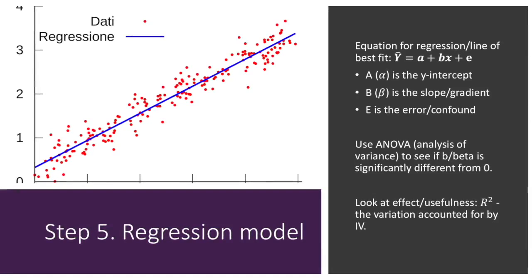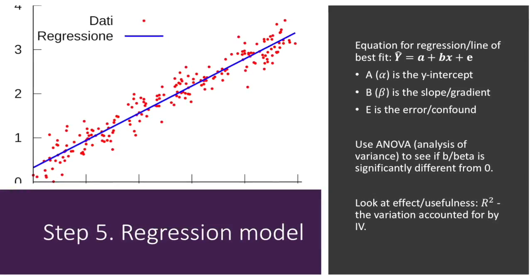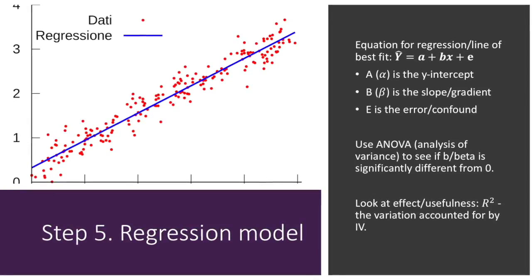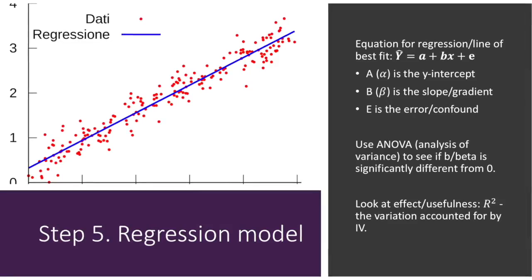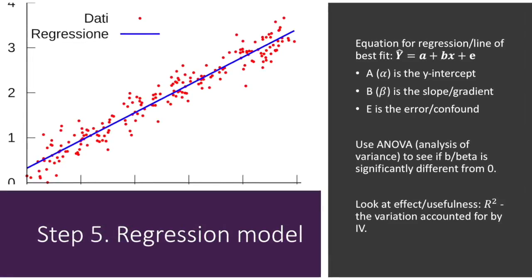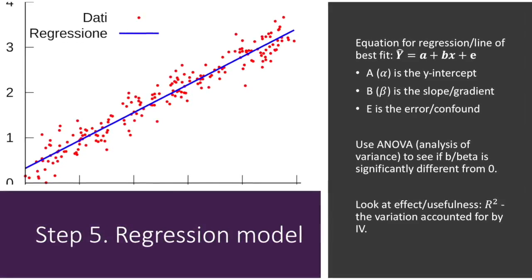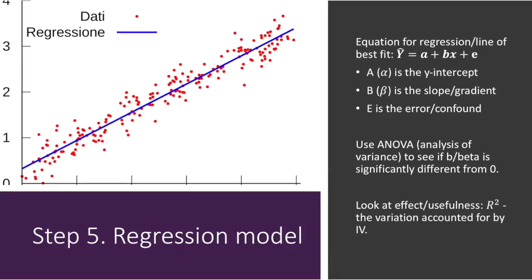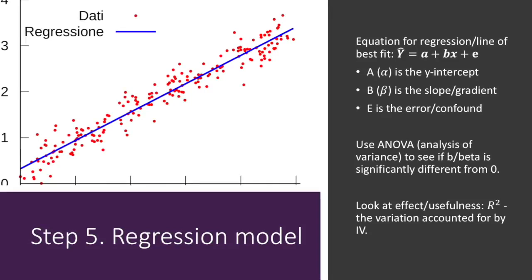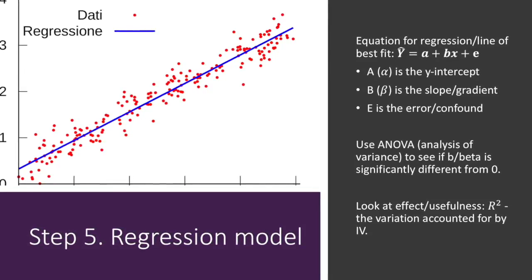the confound. As you can see, y hat equals a plus bx plus e is actually exactly the same as the equation of a straight line on a Cartesian plane, as in y equals mx plus b. It's the exact same formula, because we're just looking at a straight line.